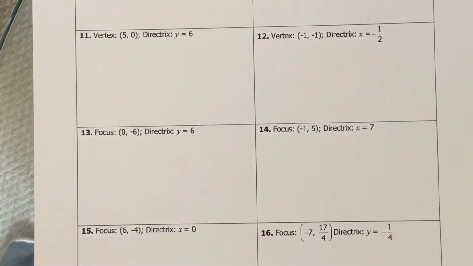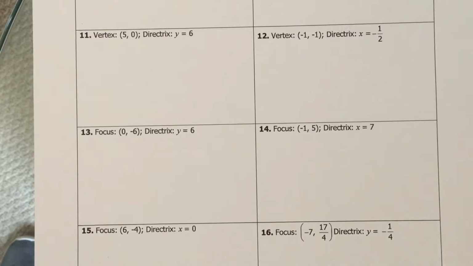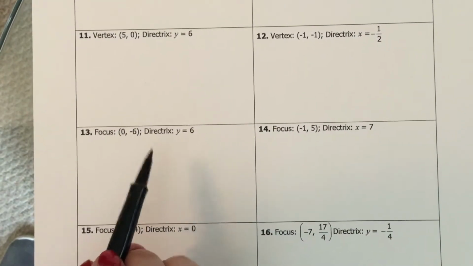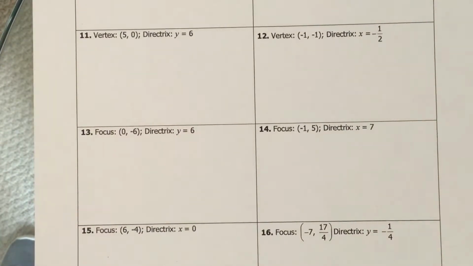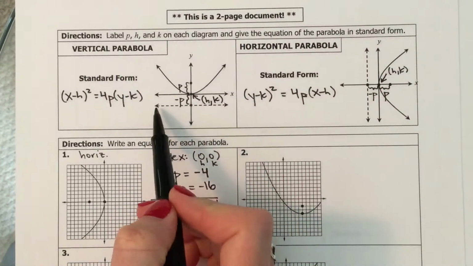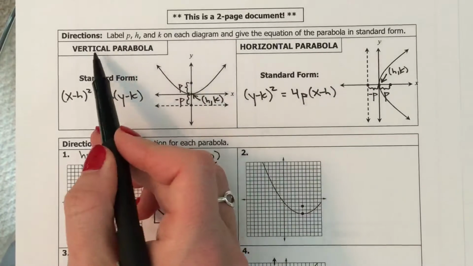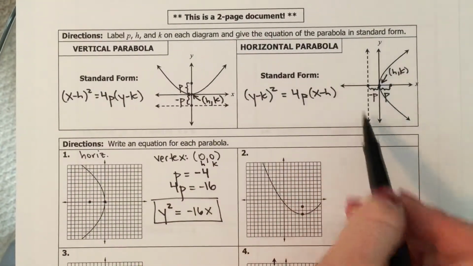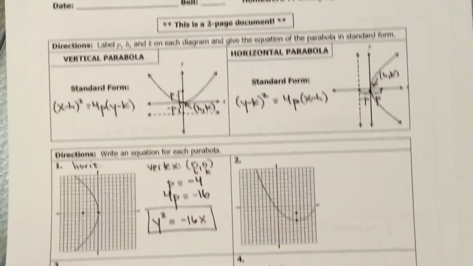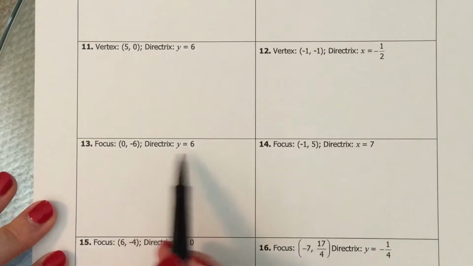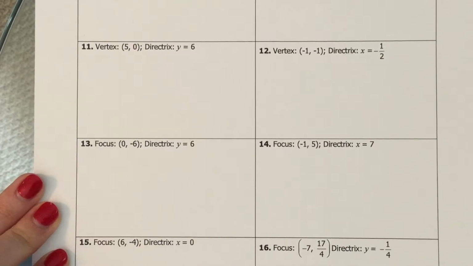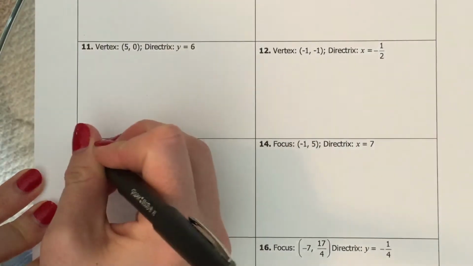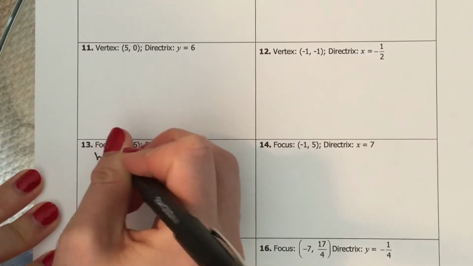Okay, so for 13, we've got the focus and the directrix. All right, so you'll see that the directrix is a y equals, and that's going to make a difference. If you look back at our graphs here, here the directrix is a y equals for our vertical parabolas. Here the directrix is an x equals. That makes it a horizontal parabola. So immediately upon seeing that the directrix is a y equals, you know that it must be a horizontal parabola. Okay, so this, we know it's horizontal.